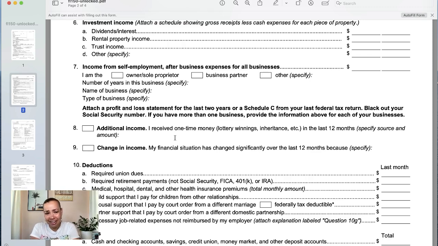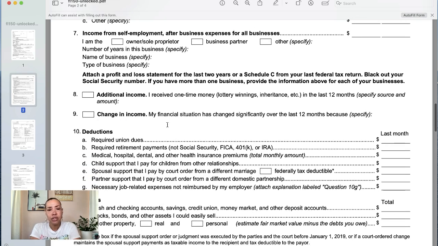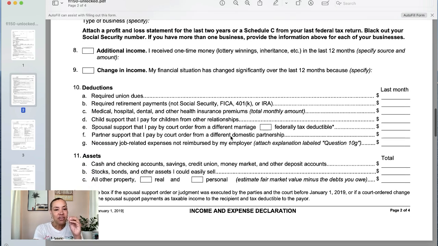Sometimes people list here that they earned something. Maybe they got an inheritance, or maybe they did win the lottery. Other times, their financial situation has changed. They lost a job, they got a job. Then they ask you very, very specific questions, required union dues. So, for example, if you are a teacher, whether you want to be a part of the union or not, they're going to take that money out. That's what you're going to put here.